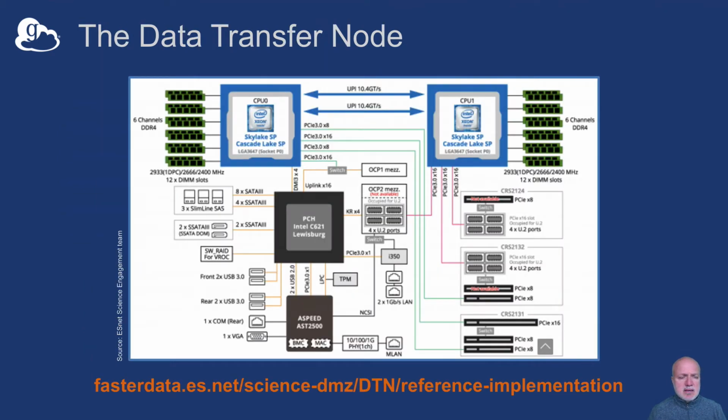And as I said, in these Science DMZs, we have ideally a cluster of data transfer nodes, or even just one. But these are machines that are built specifically for the purposes of moving data. And for details, I'll refer you to the reference there on the ESnet website at fasterdata.es.net.